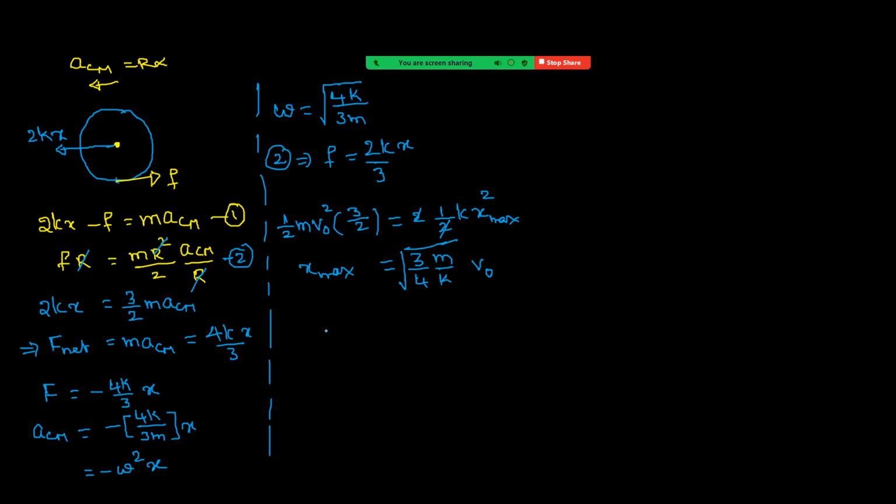Now substitute that here. The frictional force maximum value is mu mg. That is equal to 2k by 3 into X maximum value, root of 3 by 4 m by k, into V naught. Okay. So from this we are going to get the maximum value of V naught. That is V naught equal to, see how much we get, mu g into, see what else is left, mu g into root of 3m by k.